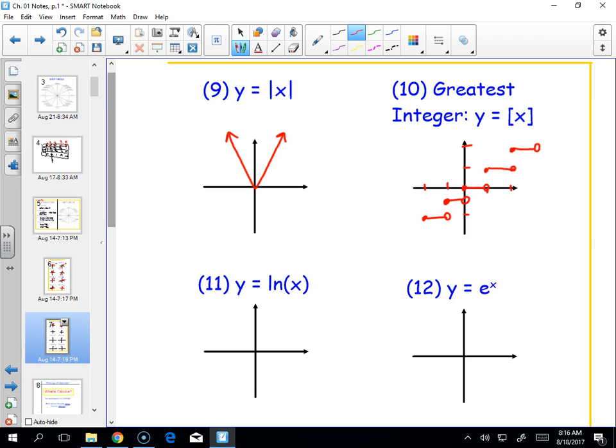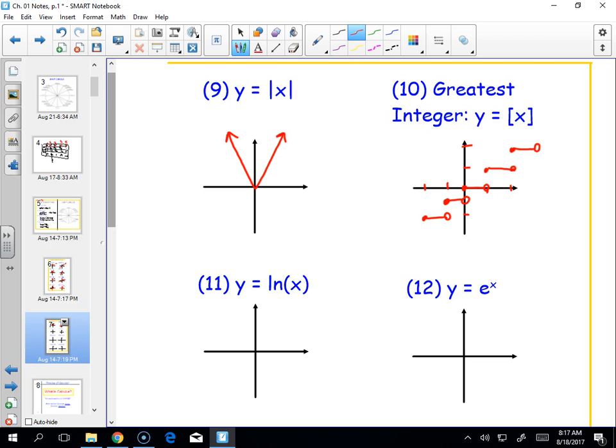So question, if I was to input negative 4.1 to the greatest integer function, what would you say comes out? Negative 5. Why? Negative 4.1, think about a number line, is before negative 4. So you round down. What's down from negative 4.1? Negative 5. I know it's weird.